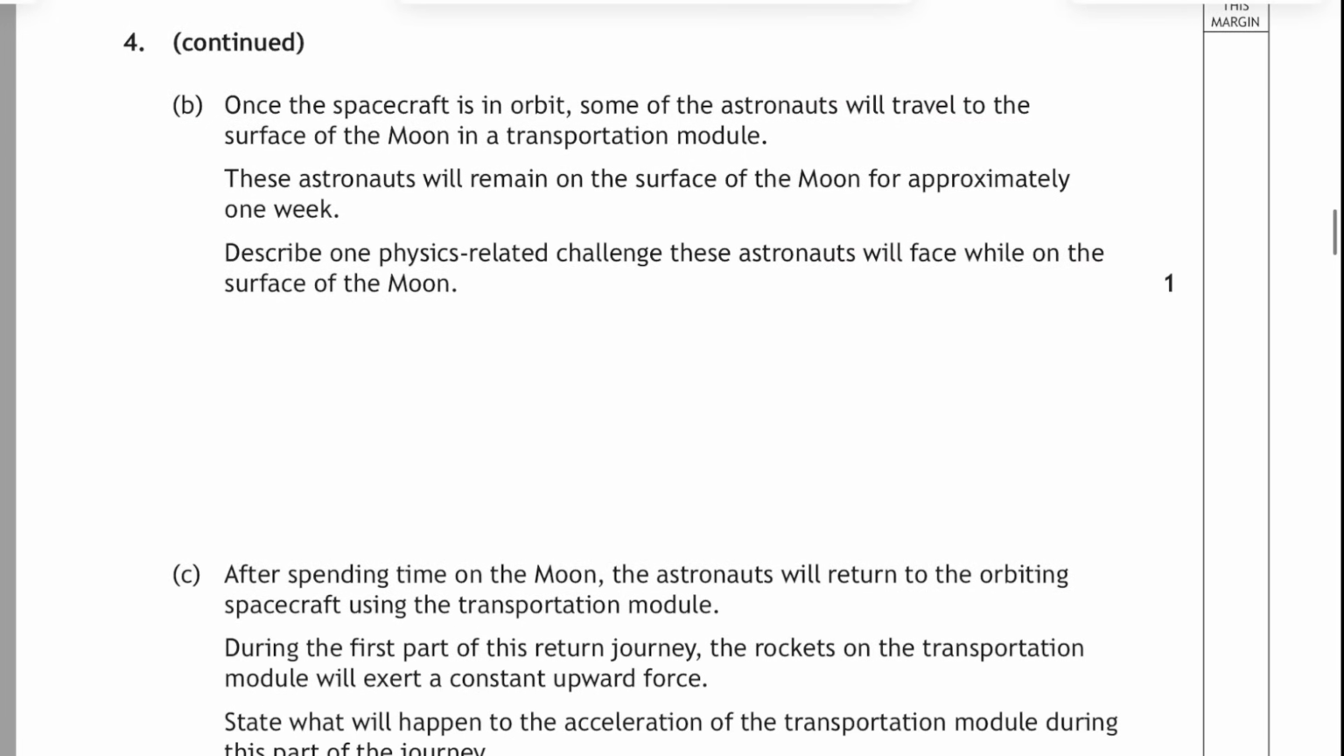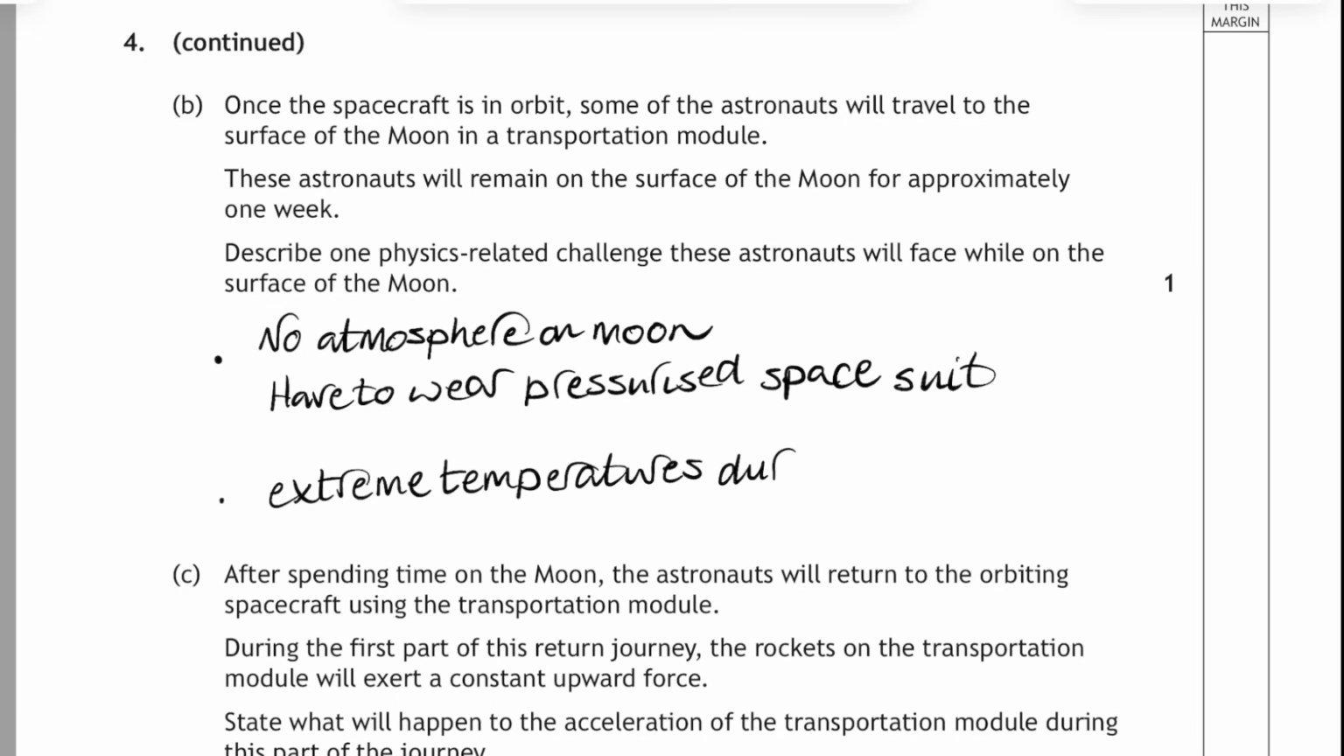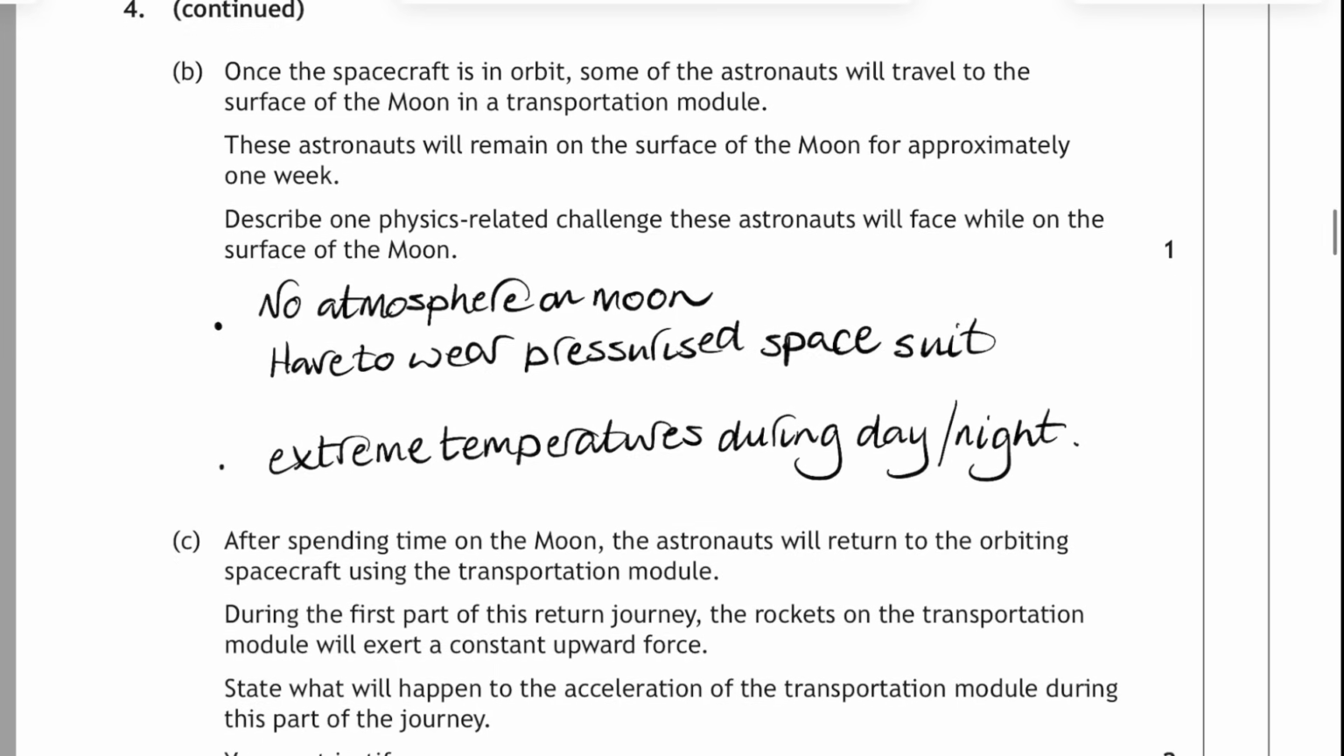For part B, once the spacecraft is in orbit, some of the astronauts will travel to the surface of the moon in a transportation module, and they remain on the moon for about a week. Describe one physics-related challenge these astronauts will face while they're on the surface of the moon. Well, there's lots you could write here, but I'm going for the fact that there's no atmosphere on the moon and therefore they would have to wear pressurised spacesuits. Or alternatively, you could have mentioned that there are extreme temperatures during the day and the night that the astronauts' spacesuits would have to deal with. Just 1 mark there, so either of those.